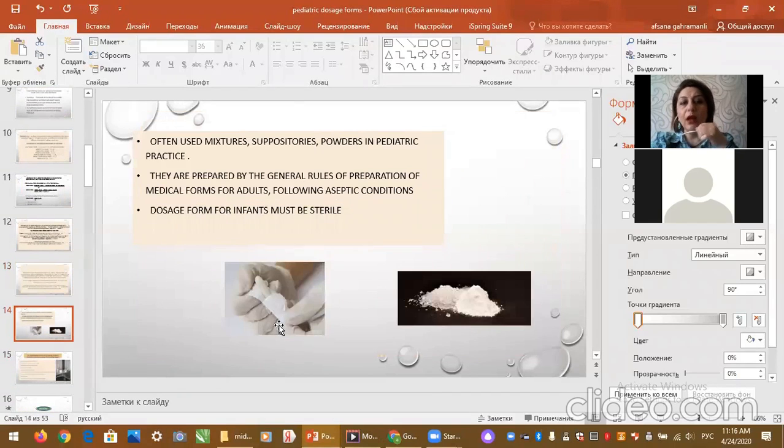Now, commonly used in pediatrics. Often used are mixtures, suppositories, powders in pediatric practice. They are prepared by the general rules of preparation of medical forms for adults, following aseptic conditions. Dosage forms for infants must be sterile.